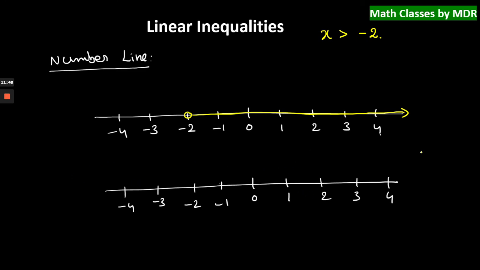Suppose you have come across something like x less than 3. Here 3 is here, so take an open hole, and all the values on the right side of 3 are greater than 3. All the values on the left side of this line are less than 3, so it has to go along this line. This is the representation of x less than 3.